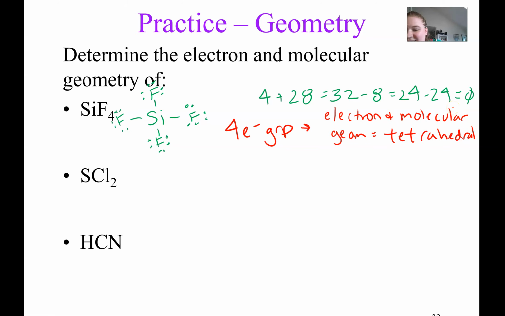So what about SCl2? So I'm going to put my sulfur in the middle. My chlorine provides six electrons.